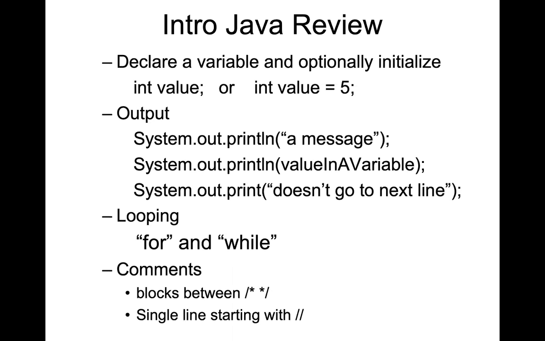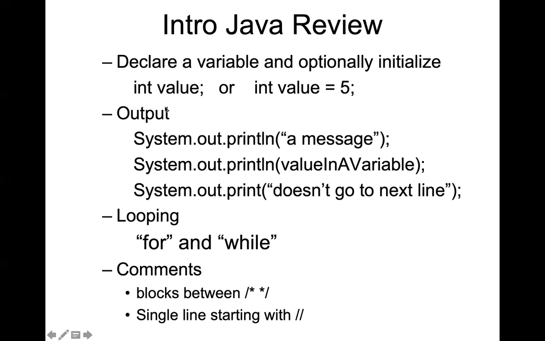So let's talk about what you can do in Java. You can declare and optionally initialize a variable. So int value makes a new variable called value and assigns it the value 0 implicitly. So you didn't have to say it to 0. Java just initializes it by default to 0 if you didn't give it a value. And int value equals 5 makes a new variable called value and initializes it to 5.